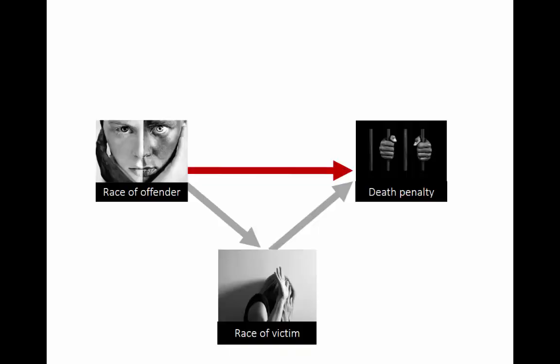So here we have this relationship: the race of the offender has an impact on whom they kill, since whites tend to kill other white people in comparison to black people, and that eventually leads to a reversal of the relationship that we observed in the first analysis.